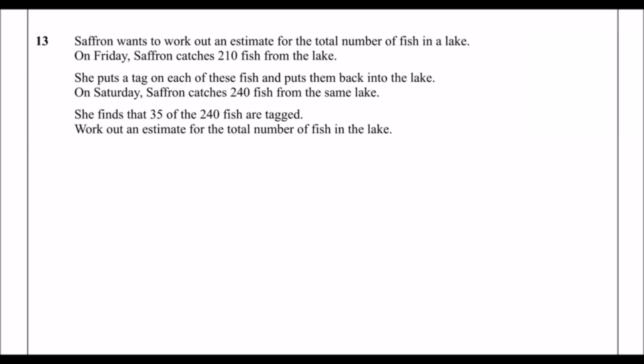So we've got a capture, recapture question. And it's like an equivalent fraction question. So 210 fish out of the total have got a tag. And that should be equal to the second fraction, 35 out of 240. So the fraction of fish with a tag on Friday should be equal to the fraction of fish with a tag on Saturday. So what's x got to be for these two to be equivalent?